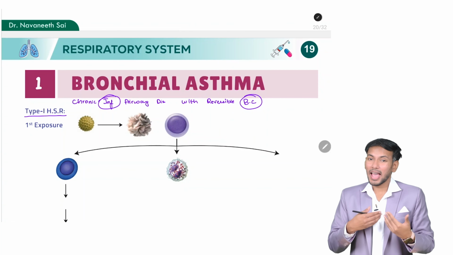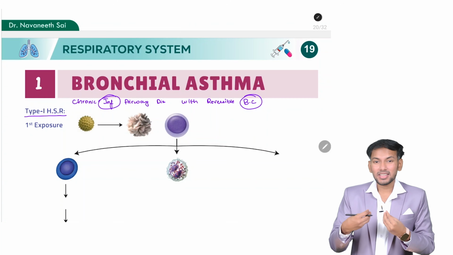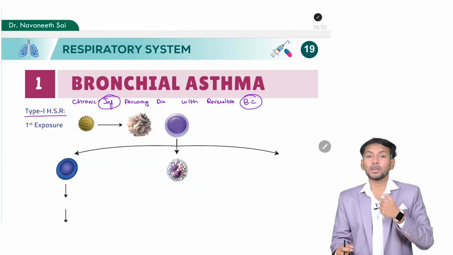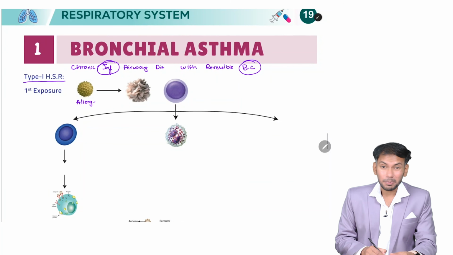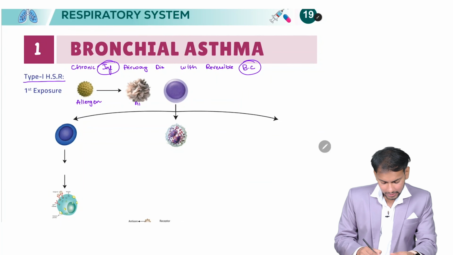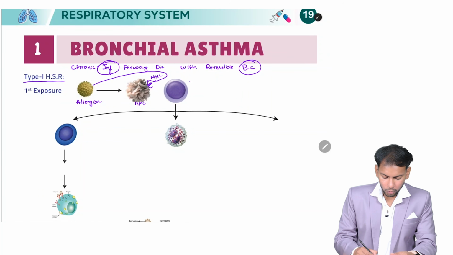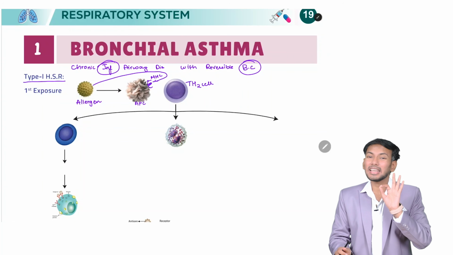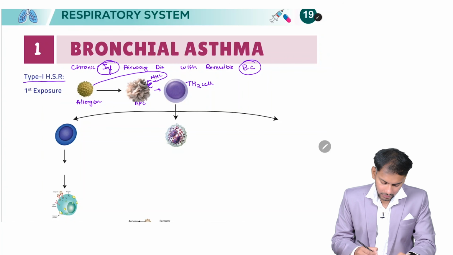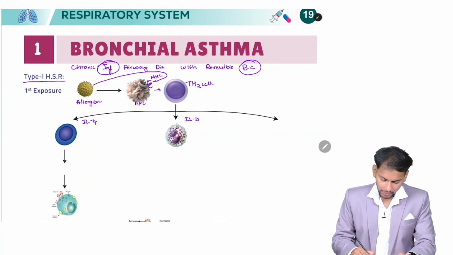Why? Because it is an allergy. Now, how is this allergy happening? Whenever there is first exposure to the allergen, this allergen is picked up by an antigen presenting cell. It has an MHC that will show this allergen to the T helper 2 cell. Now, what will this T helper 2 cell do? This will release interleukin 4, interleukin 5 and interleukin 13.